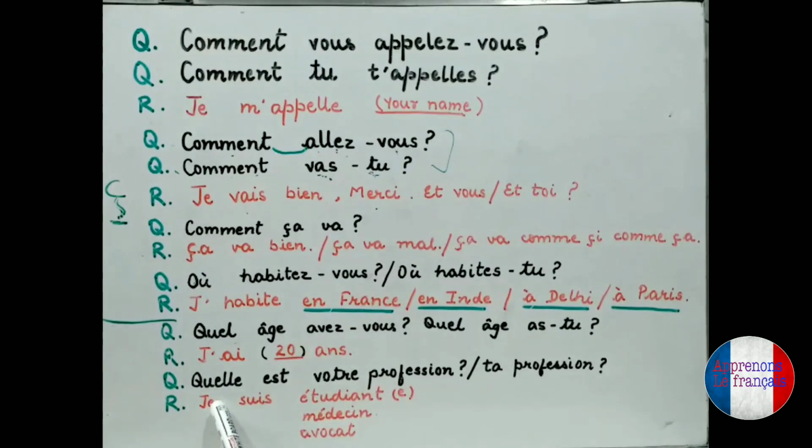Or you can say je suis, if you are a doctor you will use médecin. Médecin means doctor. Avocat. Avocat means advocate. So whatever your profession is, we can do one more lesson on the professions also, so that you learn more of the professions here. So you'll use je suis, that means I am, and then your profession.